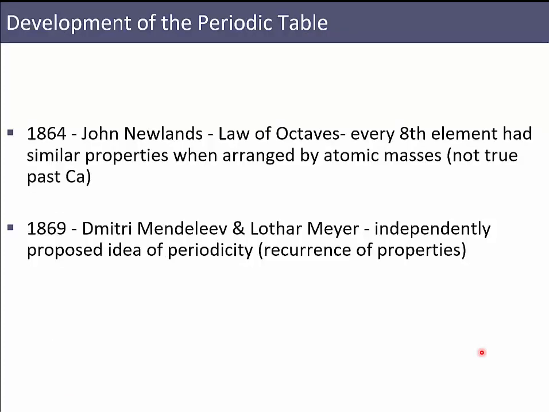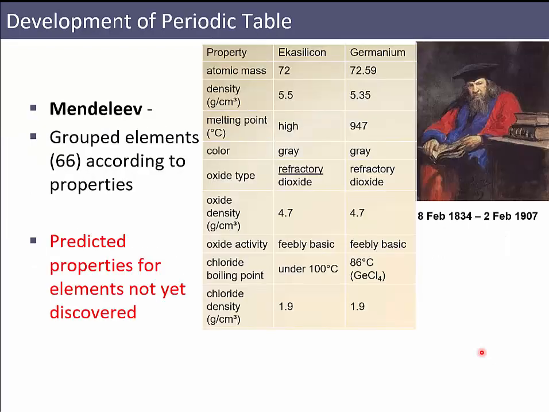Right, so 1864, John Newlands' law of octaves said that every eighth element kind of had similar properties when arranged by atomic masses, and that doesn't really work past calcium. 1869, Mendeleev and Lothar Meyer independently proposed the idea of periodicity, or a recurrence of properties. So here's Mendeleev. He grouped elements, the 66 that were known, according to their properties.